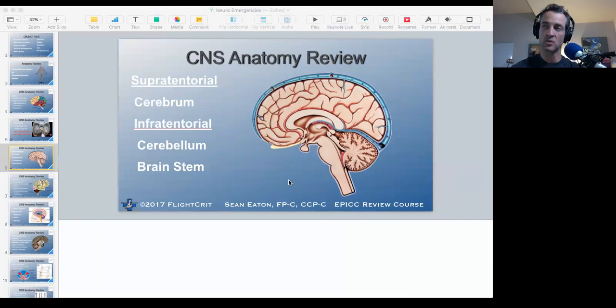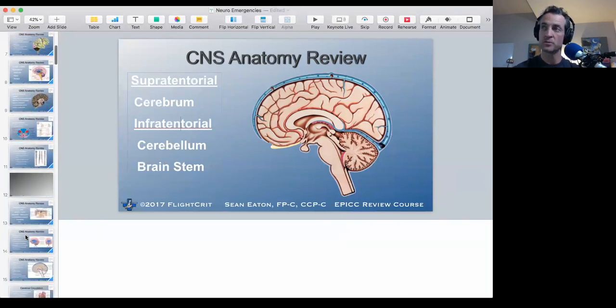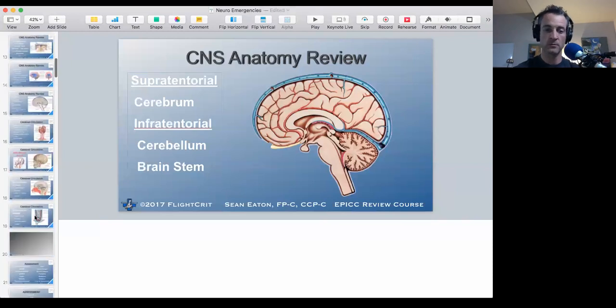ICP. So if you are doing a transport and you happen to look at the CT or MRI and see blood within that third or fourth ventricle, or you read in the report that there's blood in the third or fourth ventricle, just understand that that's going to confound your ability to manage their ICP, or you just may need to be a little bit more aggressive.